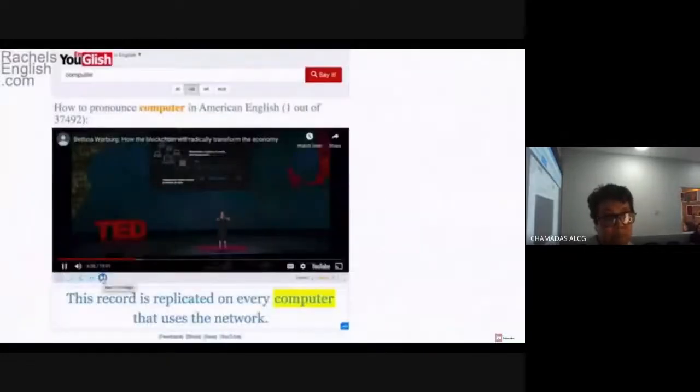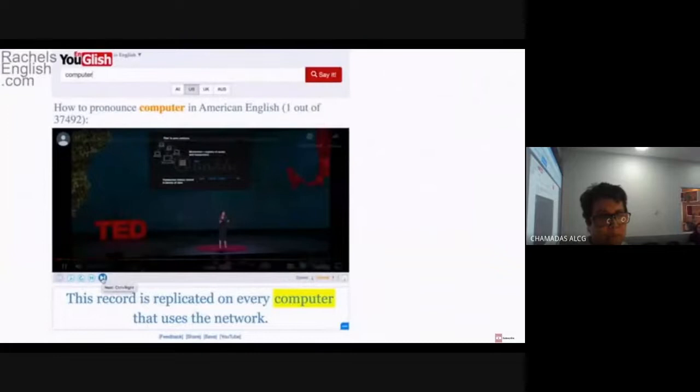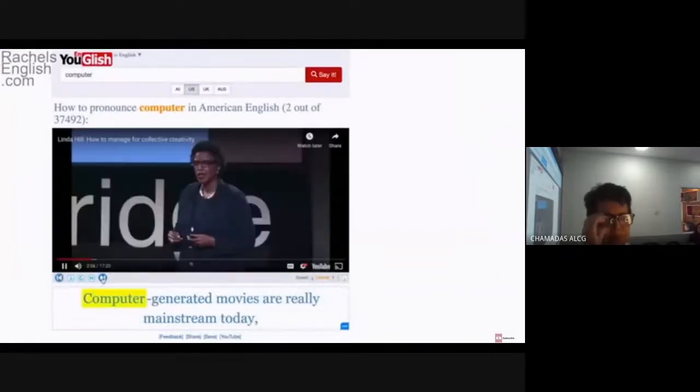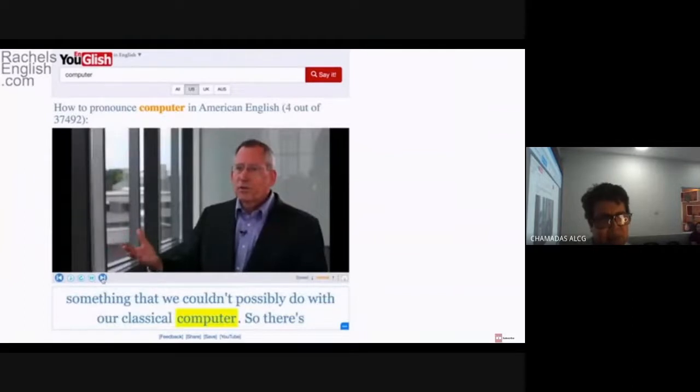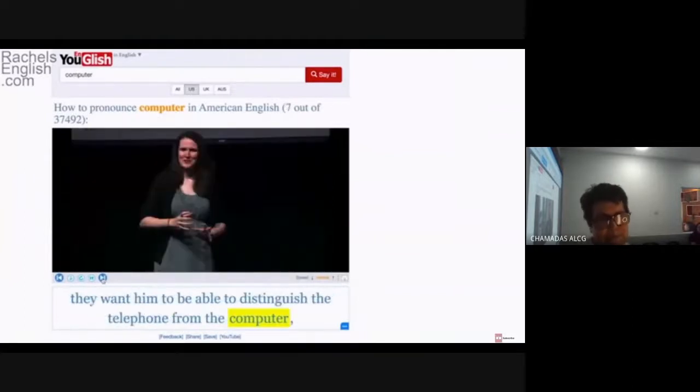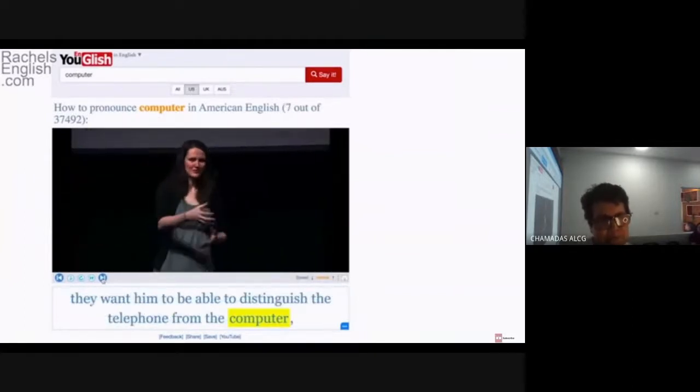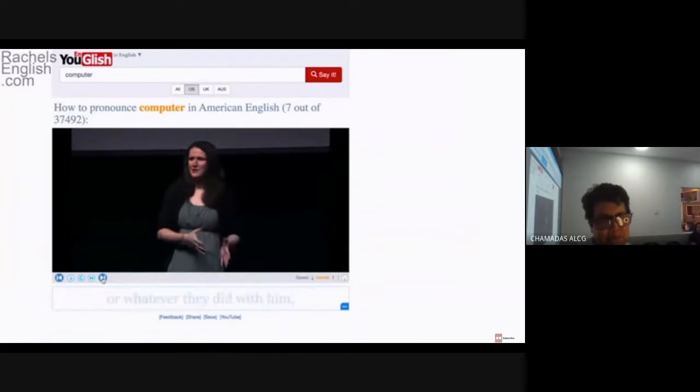This record is replicated on every computer that uses the network. Computer-generated movies are really mainstream today. Something that we couldn't possibly do with our classical computers. They want him to be able to distinguish, the telephone from the computer, whatever they did with him.